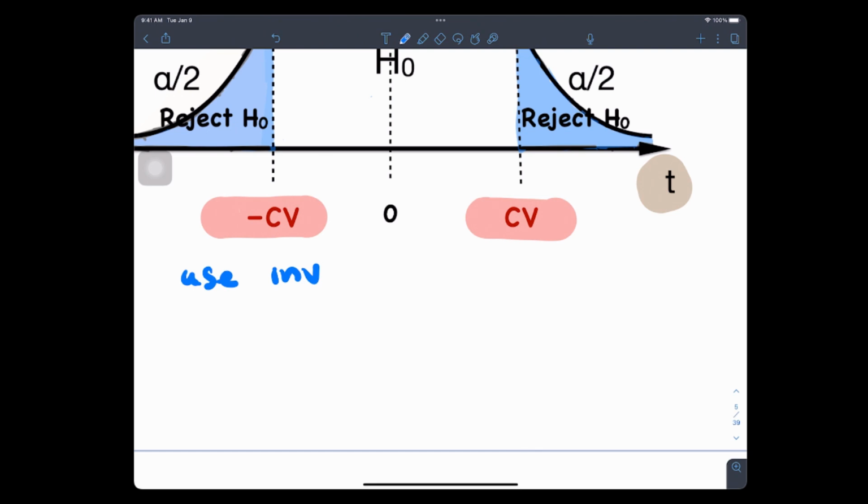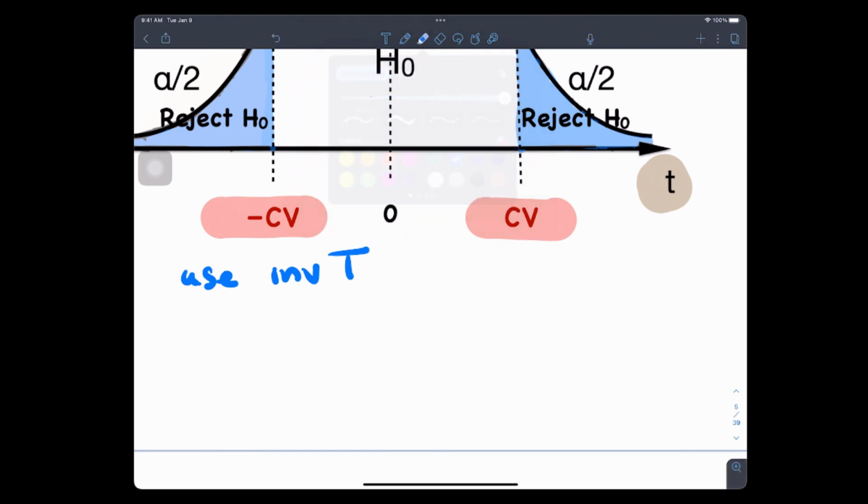Inverse what? What did you learn last time? What function do you use for the t critical values? We always use inverse T. What do you use for the Z distribution? Inverse norm. It's normal distribution, Z distribution. Critical values for a Z distribution, inverse norm. Critical values for a T, inverse T.